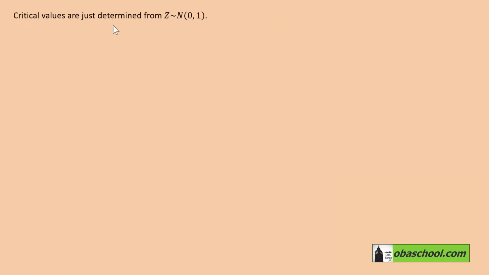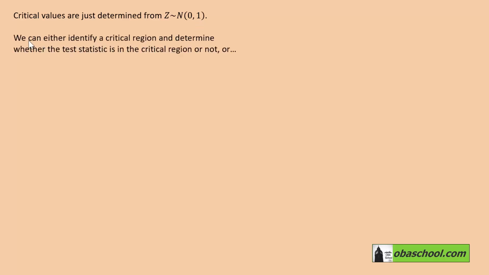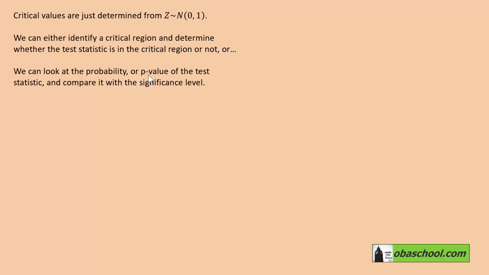Critical values are just determined from the standard normal distribution. That's a normal with mean 0 and standard deviation 1. We can either identify a critical region and determine whether the test statistic is in the critical region or not, or we can look at the probability or p-value of the test statistic and compare it with the significance level. We will look at both in the examples that follow.